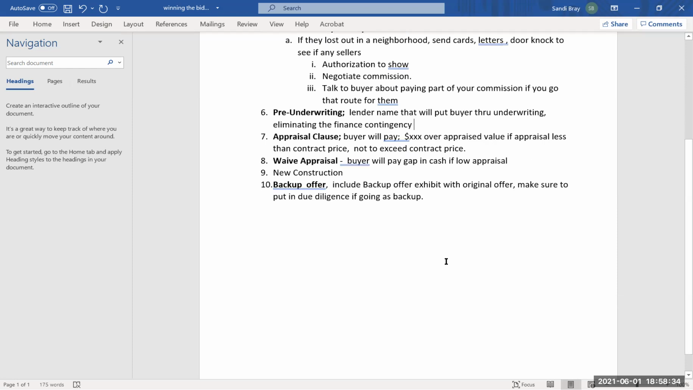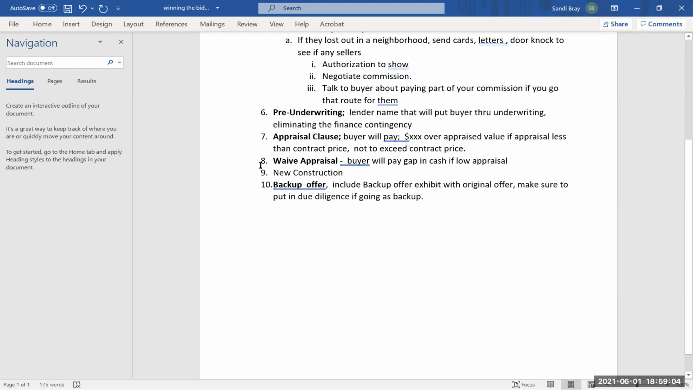The appraisal clause. We can't give up that appraisal. Nope. So we're going to put a clause in: the buyer will pay X amount of dollars over the appraised value if the appraisal is less than the contract price, not to exceed the contract price. That might not get you the offer right up front, but I bet it'll put you in second place. Those are good for backup offers too. It'll put you in the running.